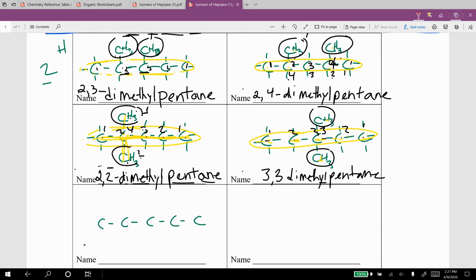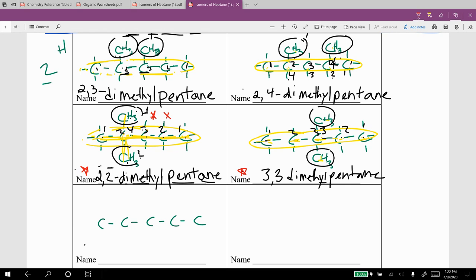Now I'm going to just switch to red here to show you where you cannot draw it. So I cannot put the 2 carbons there, because then it would be the same as this one. I cannot put it here either, because then it's the exact same thing as this one, just flipped over. I cannot put the 2 carbons on the same carbon. So I'm going to have to do something different.